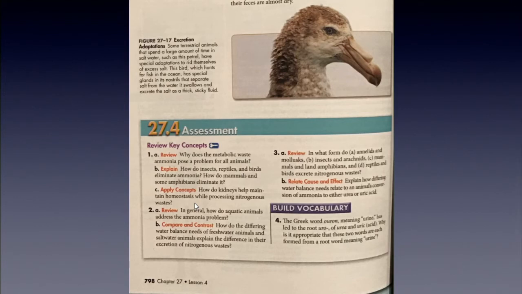1C says, how do kidneys help maintain homeostasis while processing nitrogenous waste? Ooh, that's a loaded question. You could write a whole essay on that if you wanted to, but basically, the kidneys are going to be always fighting osmosis. And so, how do they maintain homeostasis while processing nitrogenous waste?